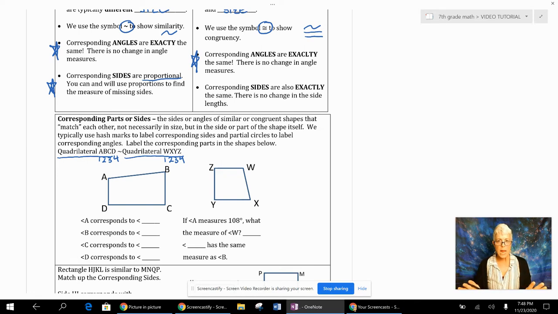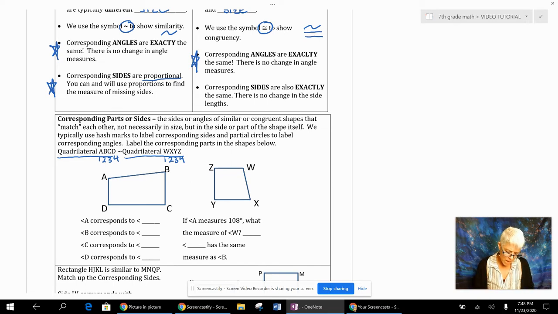Now, for angles, there is a way that they will show matching parts that sometimes you have to look at the symbols, as opposed to me giving you the name of the shape, like quadrilateral ABCD. What if it didn't say that? Well, it might use a different way to match the sides. And so I'm going to show you what they'll do to show matching or corresponding angles.